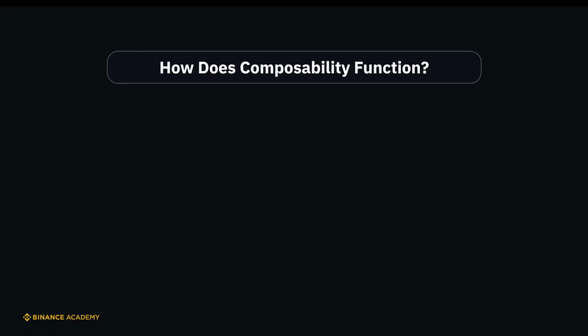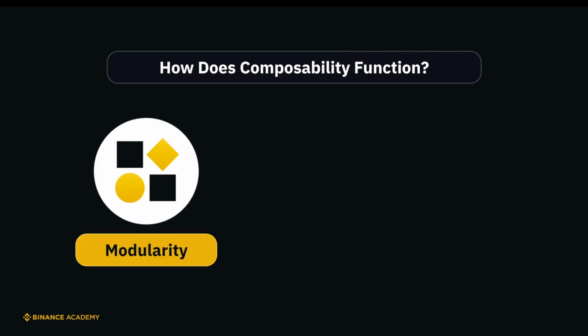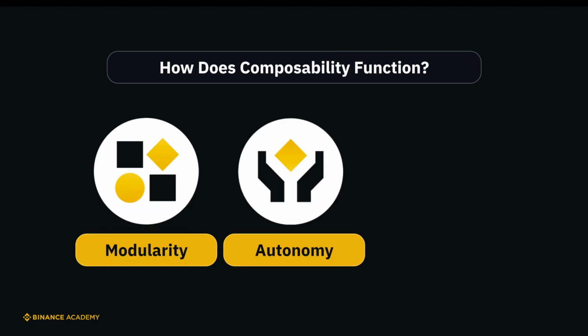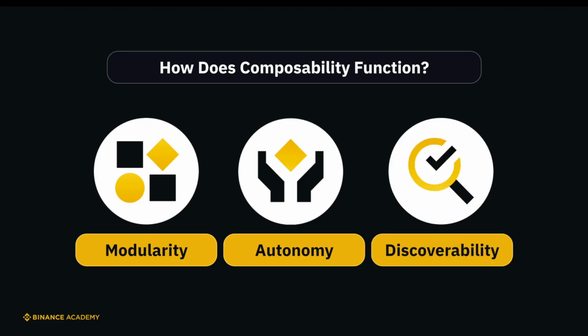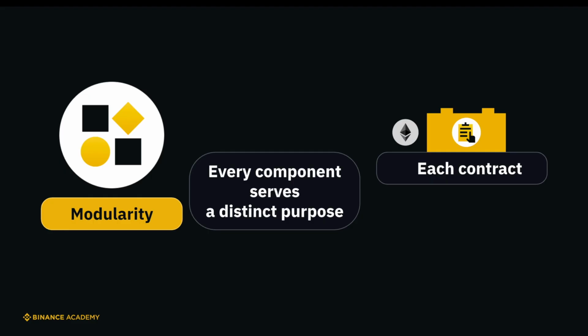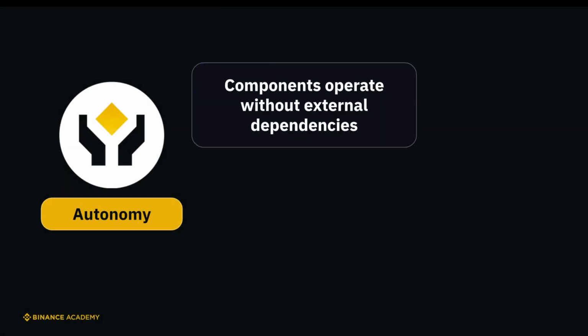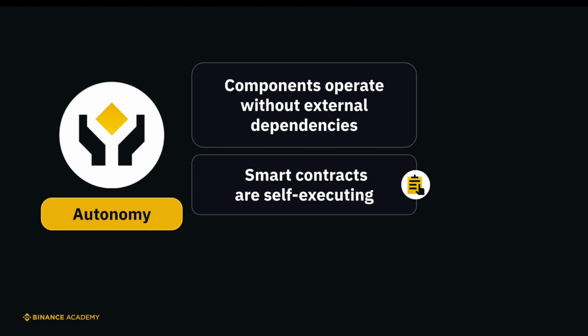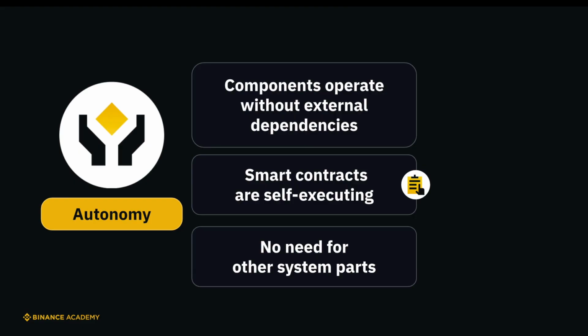So how does composability function? The principle of smart contract composability stands on three pillars: modularity, autonomy, and discoverability. Modularity implies that every component, akin to individual Lego pieces, serves a distinct purpose. In Ethereum's context, each smart contract addresses a particular use case. Autonomy refers to the capability of components to operate without external dependencies. This holds true for smart contracts as they are self-executing, operating without the need for other system parts.